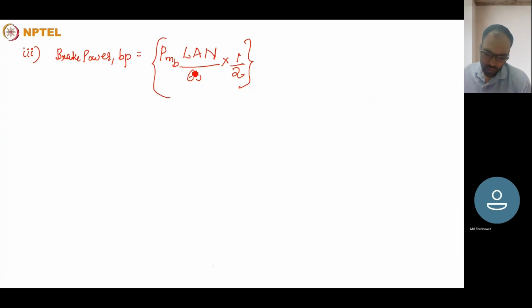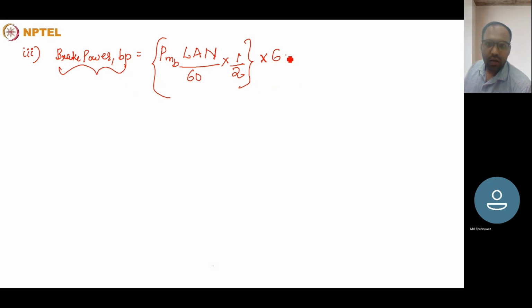So this brake power value into K, equal to into K, into 6, right? So the whole brake power will be given for all the 6 cylinders together. So we have to multiply it by 6.